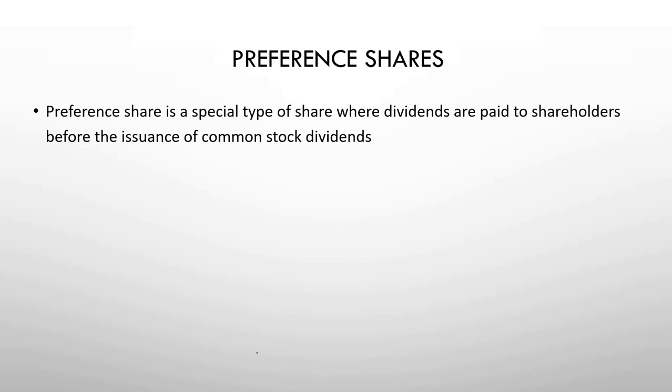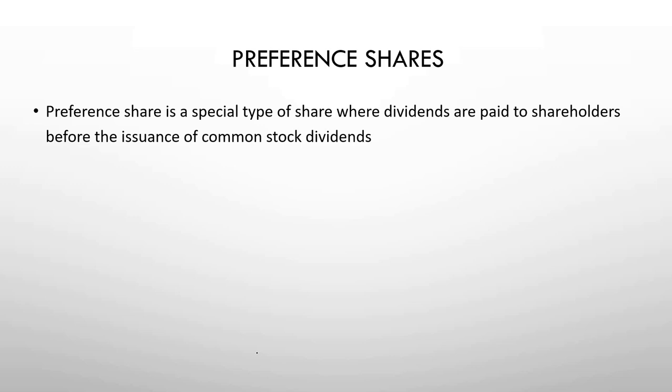Preference shares also hold the coupon rate. That means whenever the company is issuing the preference shares, the company is going to pay a fixed rate of dividend to the preference shareholders. And they will be given the preference, that means whenever the company is going to distribute the dividend, preference shareholders will get the dividend before the dividend is distributed to the equity shareholders. So preference shareholders will get a fixed rate of dividend, which is also known as coupon rate, and it will be calculated on the face value.